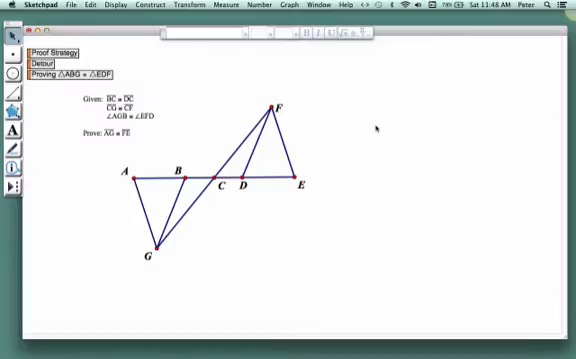All right, let's take a look at this example as our introduction to detour proofs. We're told that BC is congruent to CD. So let's go ahead and mark that. We're told that CG is congruent to CF. And we're told that angle AGB here is congruent to angle DFE, or EFD. From that, they want us to prove that AG is congruent to FE.